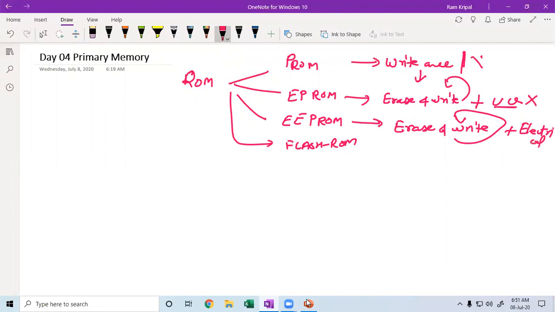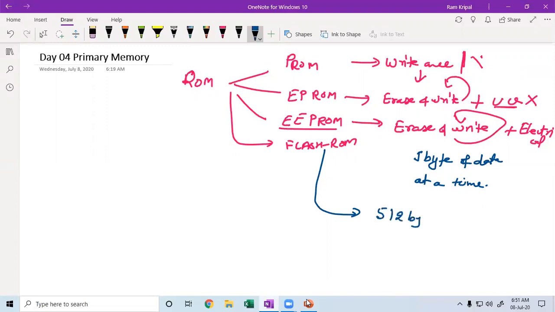But what is the problem with the EEPROM? The problem is that it handles 1 byte of data at a time. What is the solution? The solution comes in the form of Flash-ROM, where you can write 512 bytes of data at a time. So it is faster in comparison to EEPROM. So you get the idea.